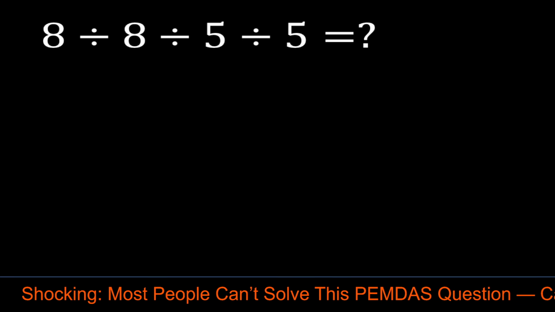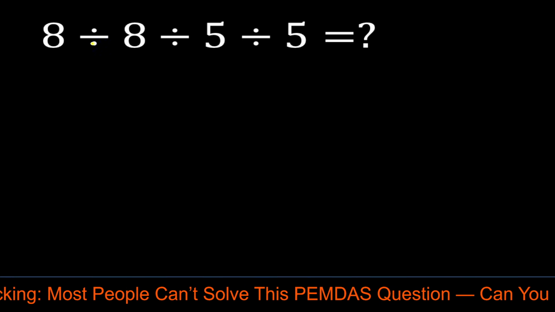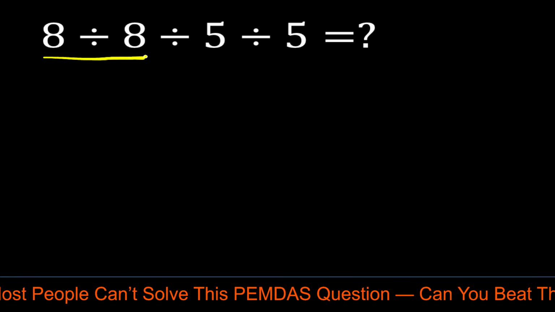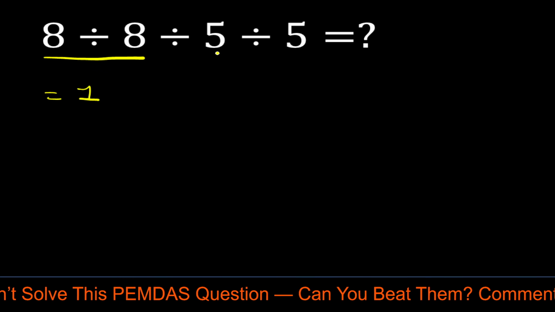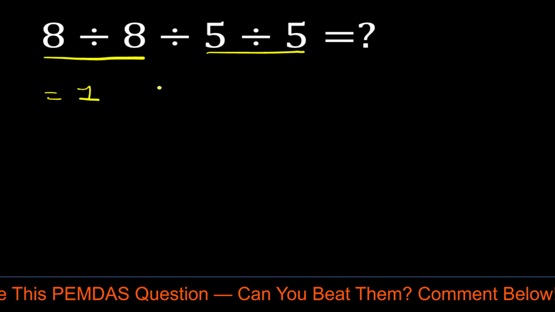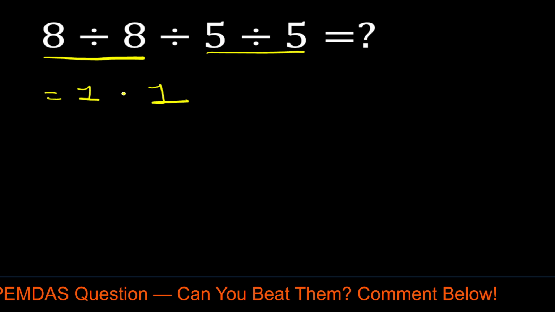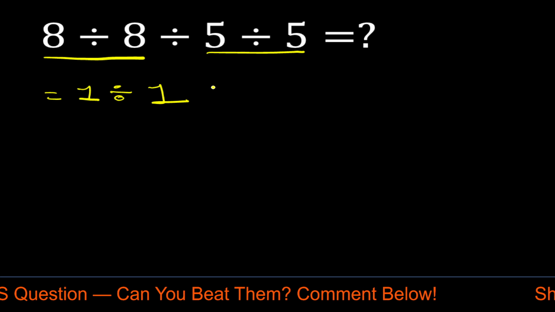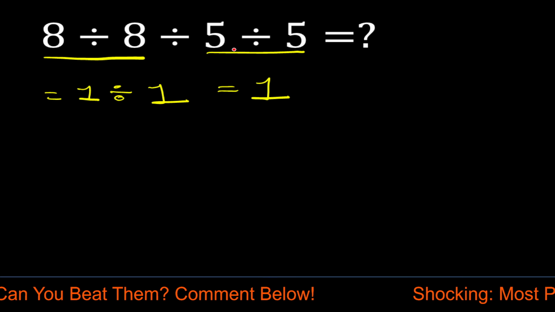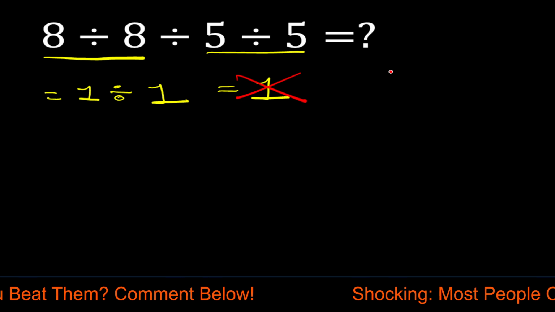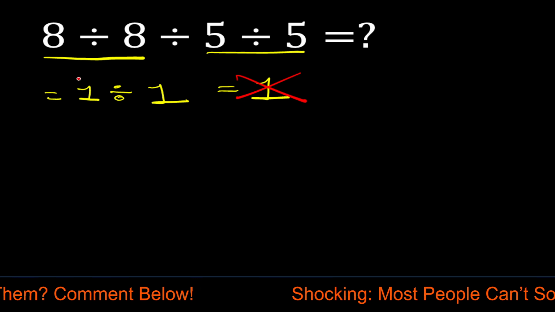So most people solve this question like 8 divided by 8. So 8 divided by 8 is equal to 1, right? Then 5 divided by 5. So 5 divided by 5 is equal to also 1. Now 1 divided by 1. So 1 divided by 1 is equal to 1, right? But this answer is not correct. This answer is completely wrong.